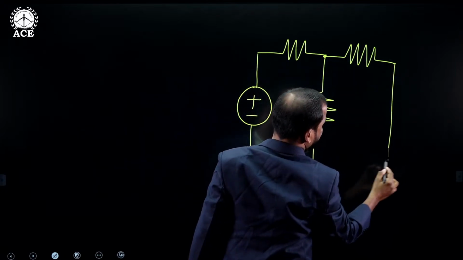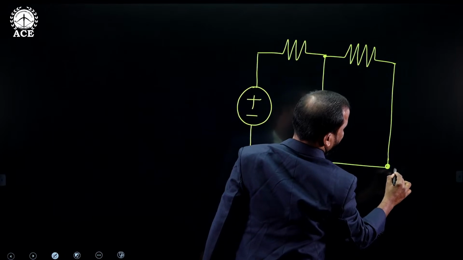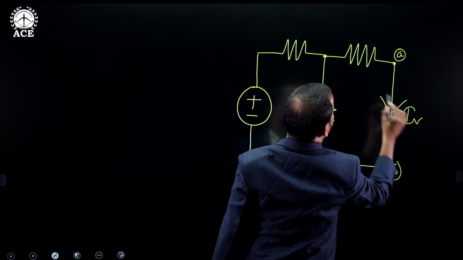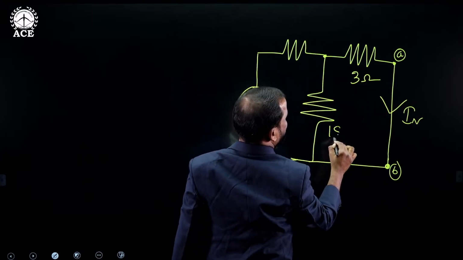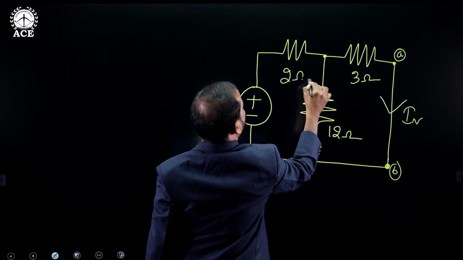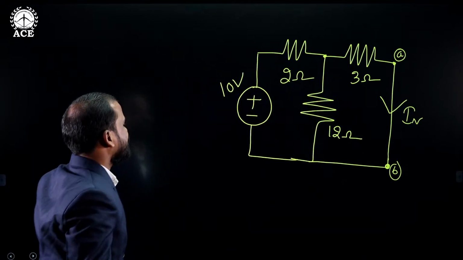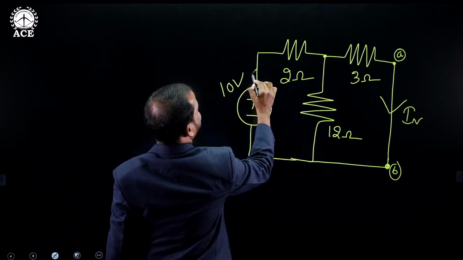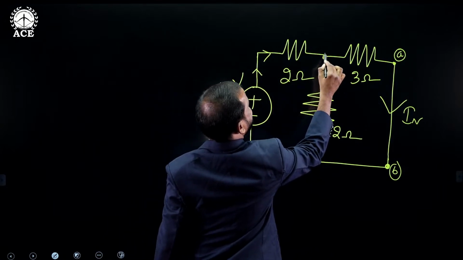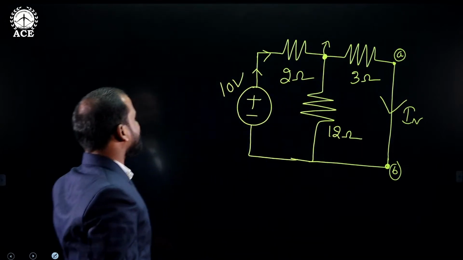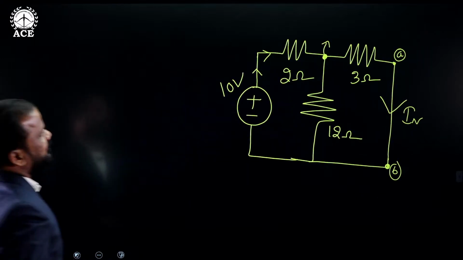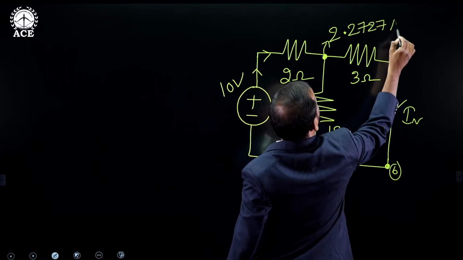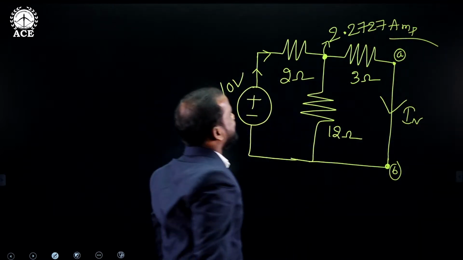This is the short circuited path. This is terminal B and this one is terminal A, and here this is Norton resistance. This is 3 ohms, this one is 12 ohms, this is 2 ohms. The applied voltage is 10. Now this current is coming from this point and reaches this junction. The total current available at the junction is 2.2727 amperes.